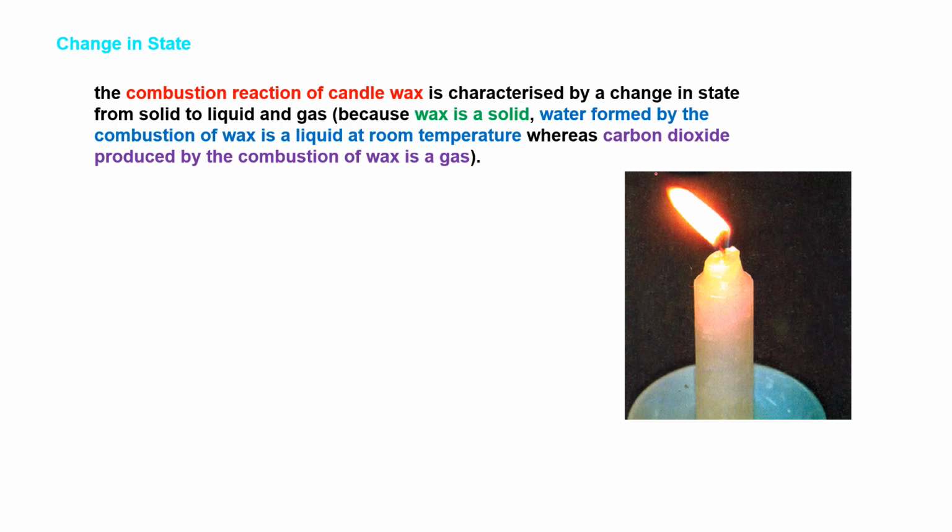Now the last one, that is the change in state. Whenever the combustion reaction of candle wax happens, the wax is solid in nature, but whenever you apply some heat on the wax, some water is formed after the combustion of wax, which is liquid at room temperature, and some carbon dioxide gas is also produced, right? So we can say that there is a change in state whenever we apply some heat. This is a combustion reaction of candle wax where we get a change in the state of the wax. So by this change in state we can say that the chemical reaction has happened here.